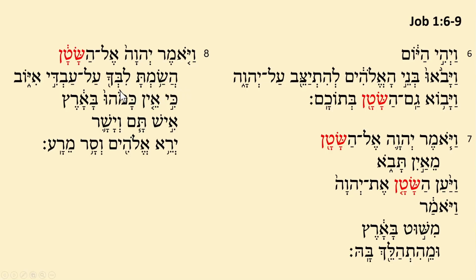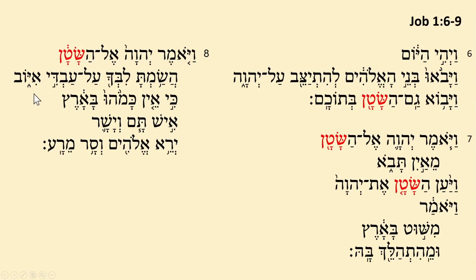Hasamta libecha al avdi Iyov. Interrogative hey, we've got a question. Hasamta, samta comes from sim, to place or to put. This is a qatal, to amass. Have you set, libecha, lev meaning heart, levav or lev is heart, your heart. So have you set your heart? And heart in Hebrew, or levav in biblical Hebrew, is not the seat of emotions, but the seat of decision making. It's more your mind. So have you set your mind al avdi, on my servant Iyov?